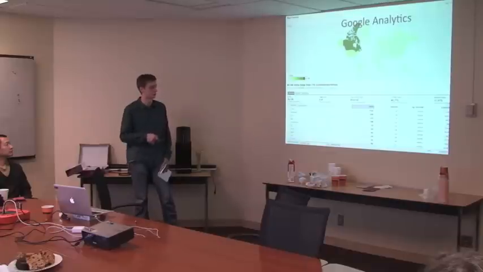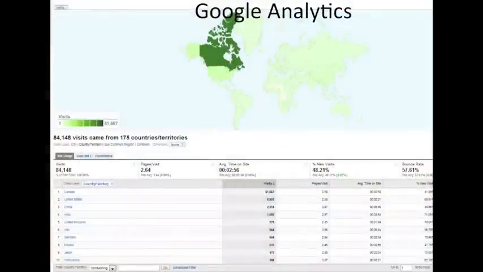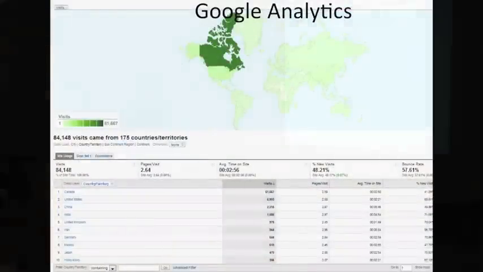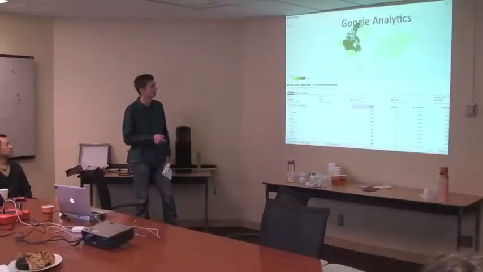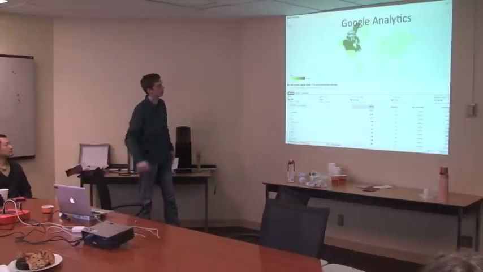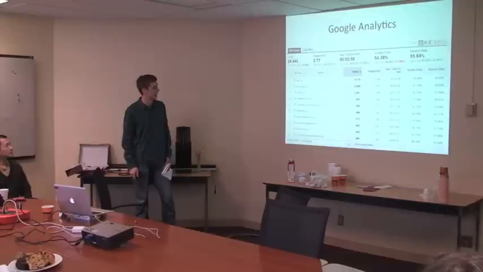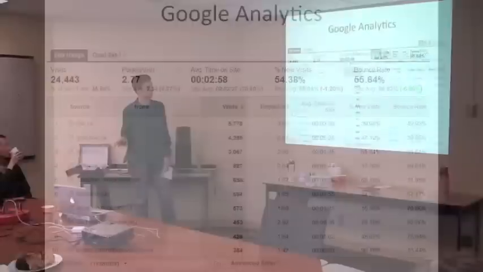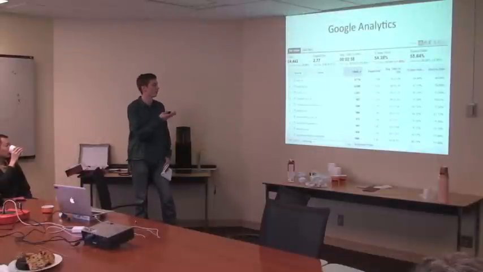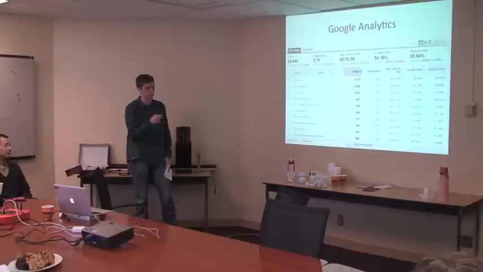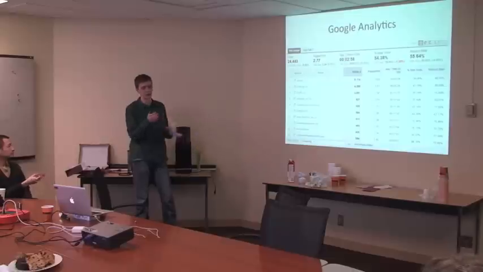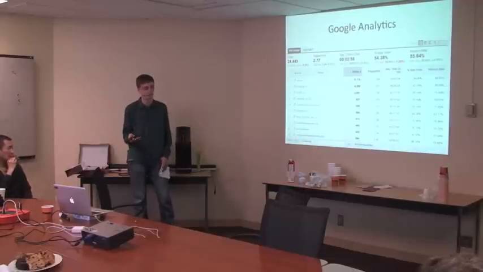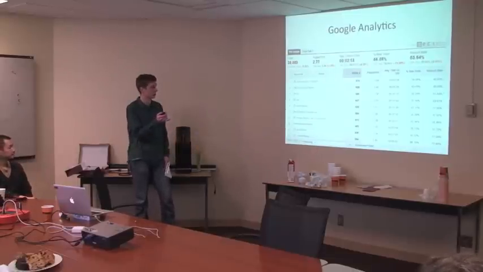This is another page. This is just where your traffic is coming from worldwide. So this is for our main Land and Food Systems site. You can see most of our traffic comes from Canada. A lot of it comes from the US. You can see the numbers in the column down there. We also have the sites from which people are directed to us. So most of our referral traffic comes from UBC, then Grad UBC, UBC Human Resources. So these are the people that are linking to us that are driving a lot of viewers. This doesn't have to do with search engines, but this one does.